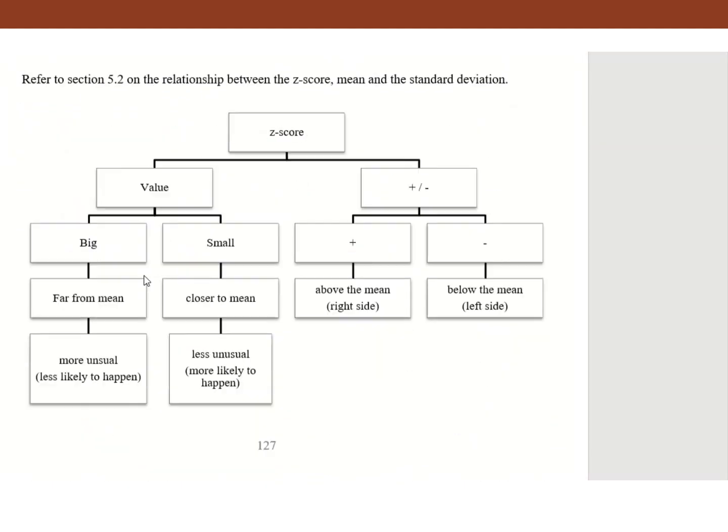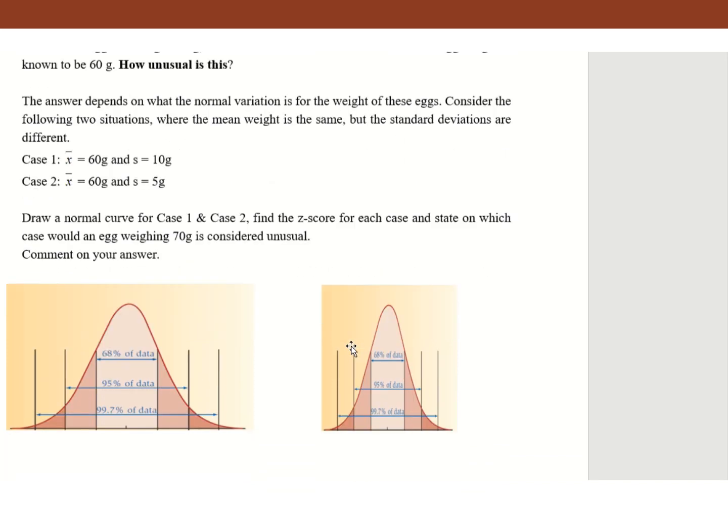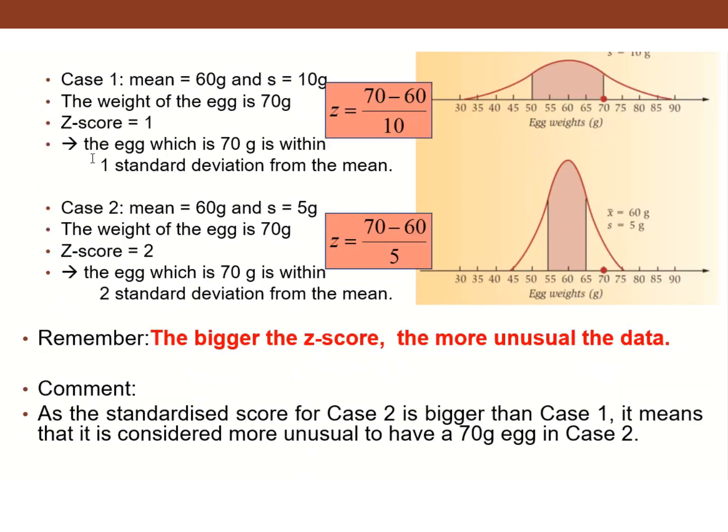In this case, example 2 is right here. How unusual is it? All right, so let's take a look at this. Let's look at case 1. Your mean is 60, your standard deviation is 10. The weight of the egg is 70 grams. So how to find the Z-score? I told you: data minus mean divide by standard deviation. Therefore, you take 70 minus mean, which is 60, divide by 10. You will get a Z-score that is 1.